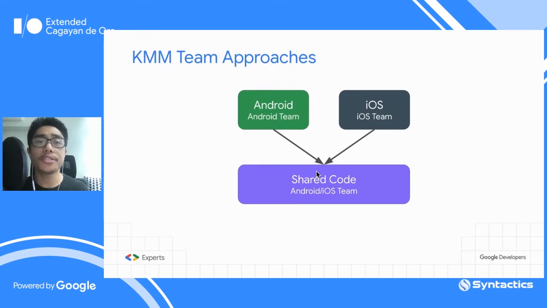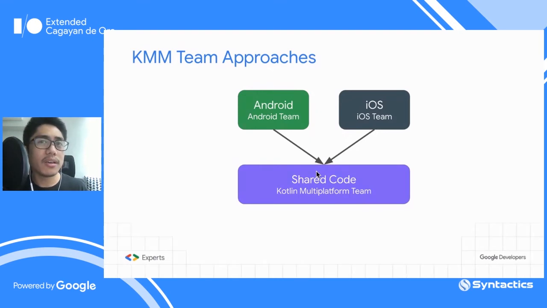The iOS team touches up on Kotlin, the Android team touches up on iOS, so both can understand each and every one. And if you're bigger, maybe you can have a dedicated Kotlin multiplatform team. You have your Android and iOS teams just focusing on your front ends, and a Kotlin multiplatform team creating your multiplatform code.